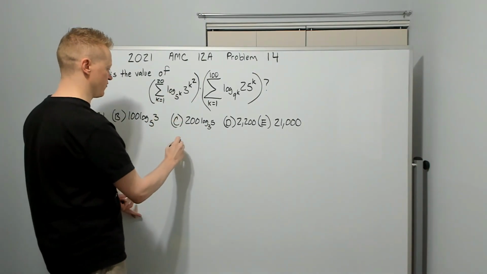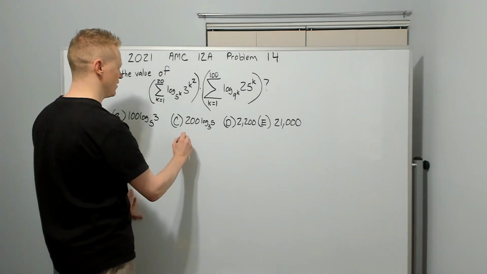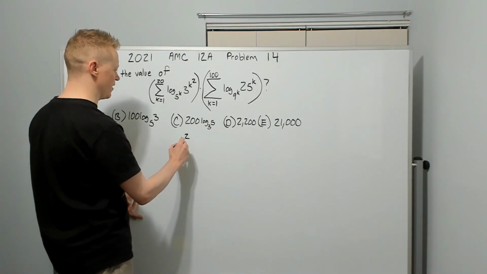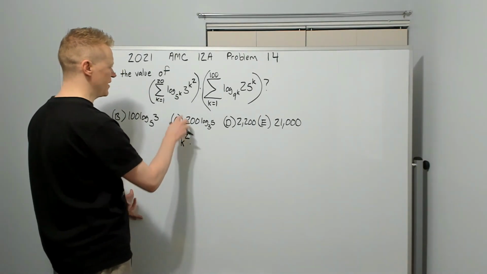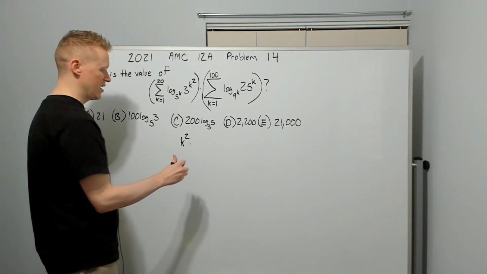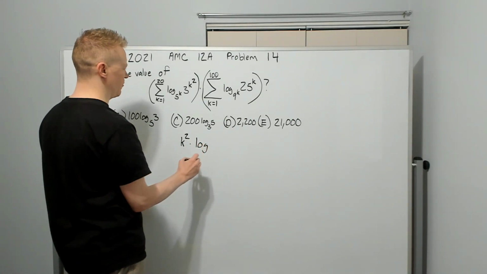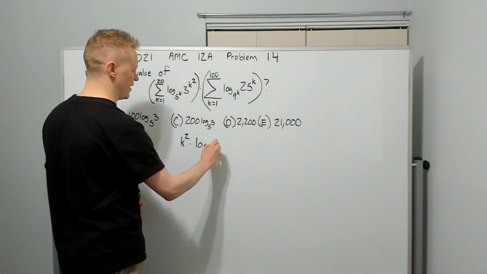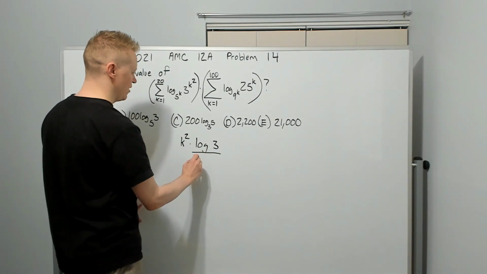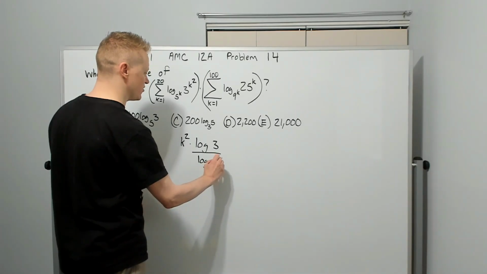We could pull it in front. So ignore the sigma for right now. Just pretend it's not there, right? K squared times, and I'm going to go ahead and convert this to a different base. Base 10, let's just do it in. Doesn't really matter. There's not really a benefit to any other base. So I'll have log of 3 over log of 5 to the k.